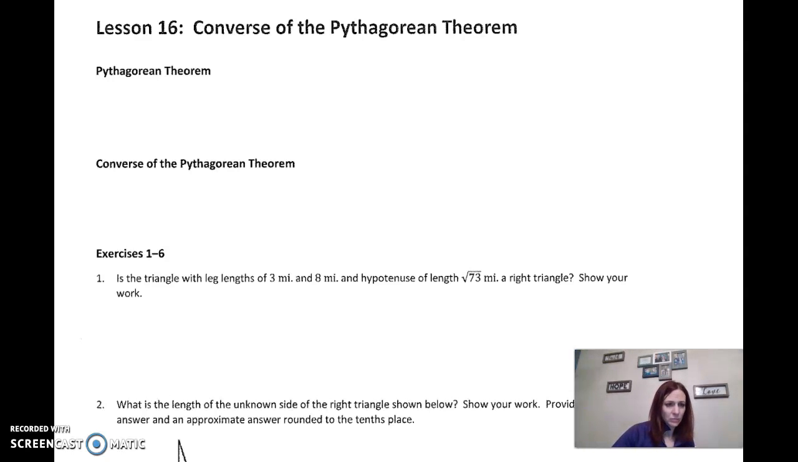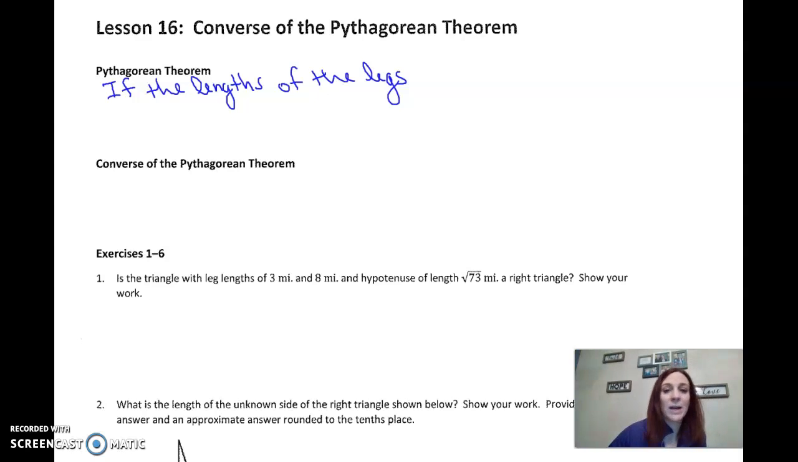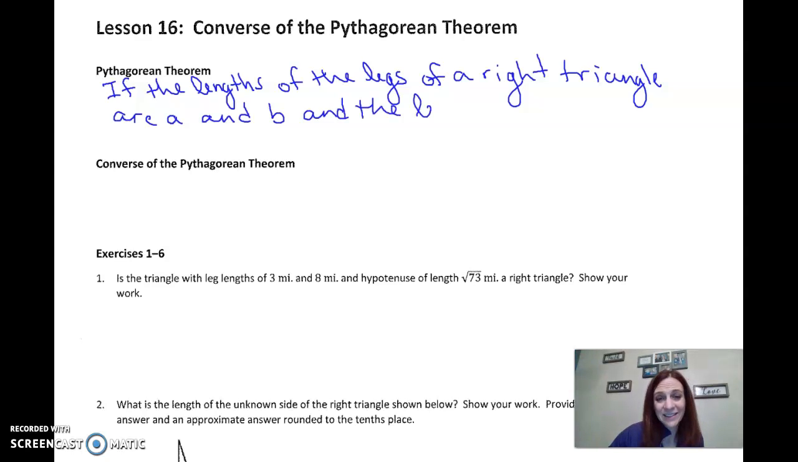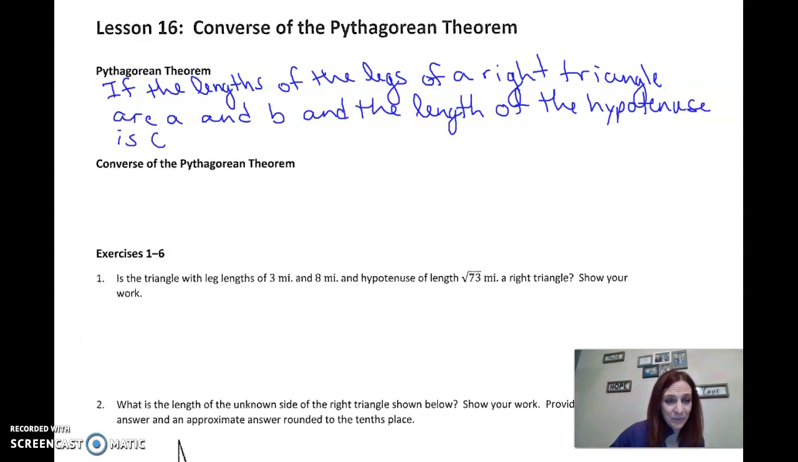Okay, so we can say if the lengths of the legs of a right triangle are A and B, and the length of the hypotenuse is C, then A squared, A to the second power, plus B squared is equal to C squared.